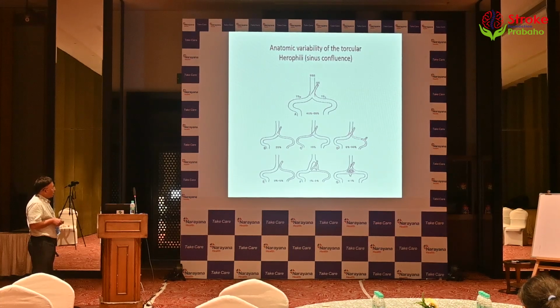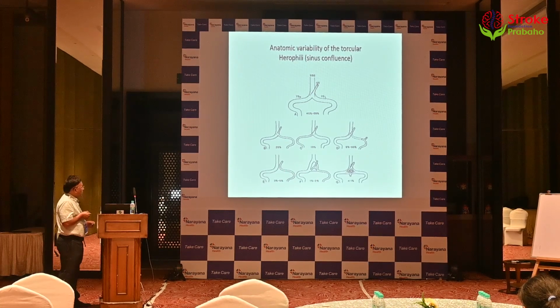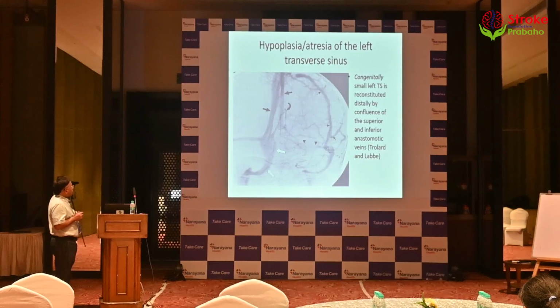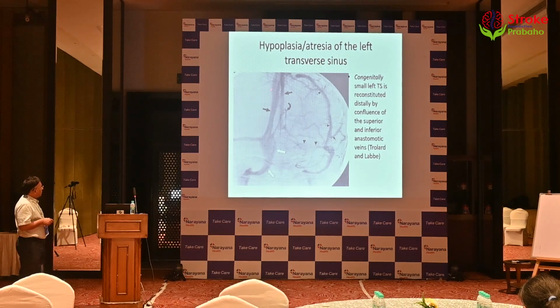In some cases, as was in our case, there is a hypoplasia or aplasia of the sinus on the left side. And then there may be various permutations and combinations of abnormality at the confluence of the sinus or the transverse sinus. So we were dealing with this type of sinus abnormality. In our case, the left transverse sinus was not filling, but there was a distal filling.